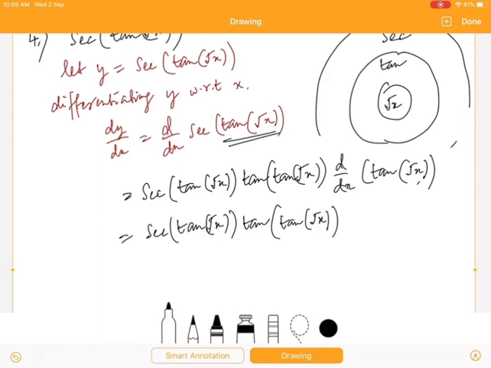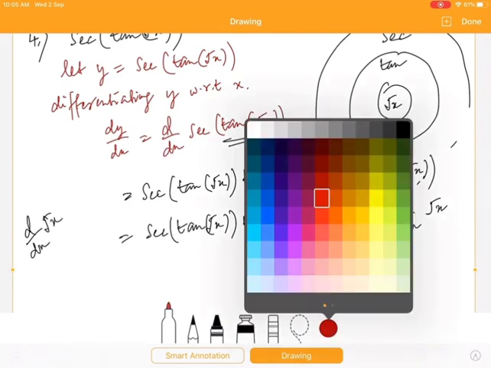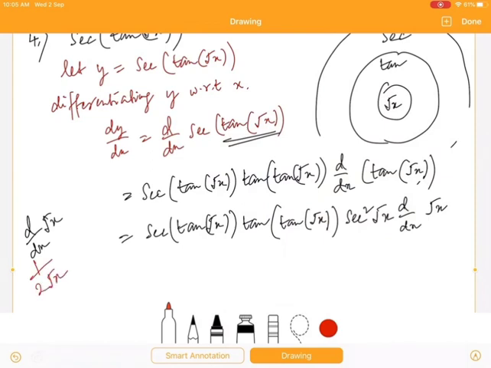Then the differentiation of tan root x is sec square, not x, it is sec square root x. What is inside of tan? It is root x. So sec square root x, times the differentiation of root x. Now I hope everybody knows the differentiation of root x. Please remember this one, guys. d/dx of root x is equal to 1 by 2 root x. If you don't understand, tell me in the next class and we'll discuss how we got the differentiation of root x as 1 by 2 root x.